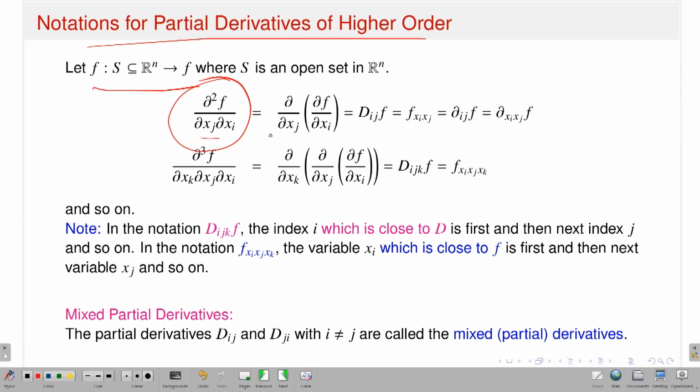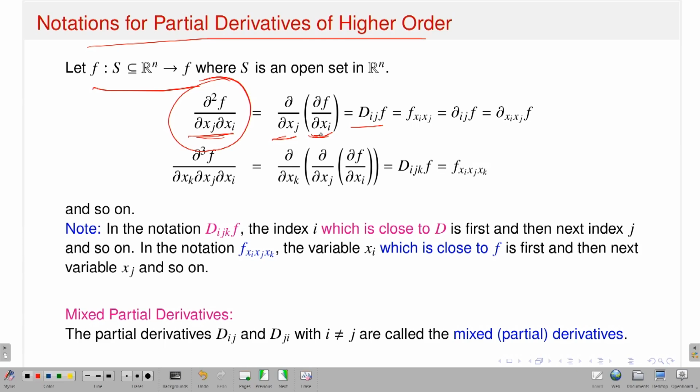That means the notation stands for: first you take the partial derivative with respect to xi variable, and then think about this del f del xi as a function from again Rn to R, then take the partial derivative with respect to xj variable. That is first xi then xj. So, that is the kind of notation. Then I am writing this as dij.